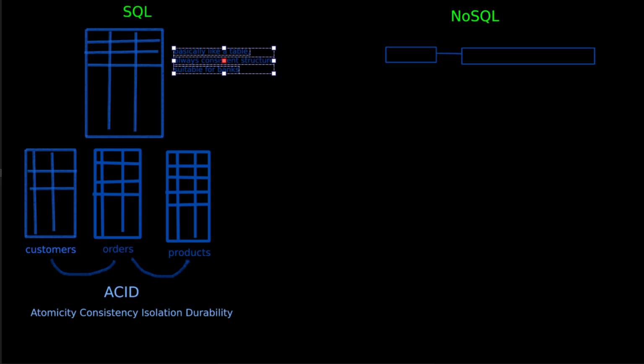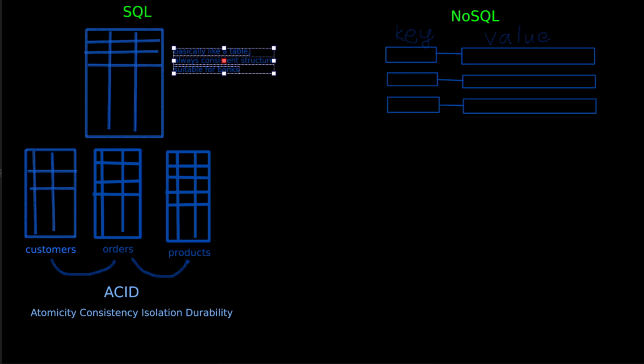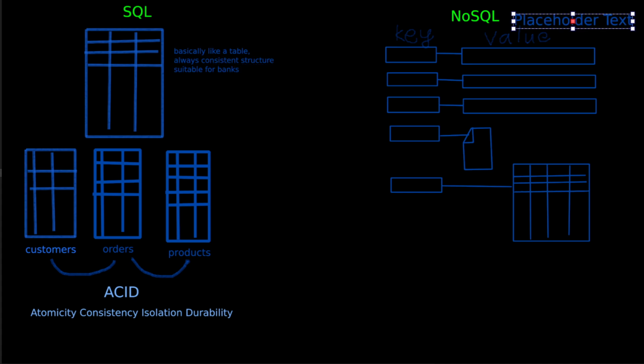What about NoSQL? It's basically key value pairs. Like you can have some kind of key, a small string or hash or whatever you would like, a number, and a value. And the value can be anything you want. It can be a string, a file, it can even be a whole table. NoSQL is not like "no SQL", it's like "not only SQL".